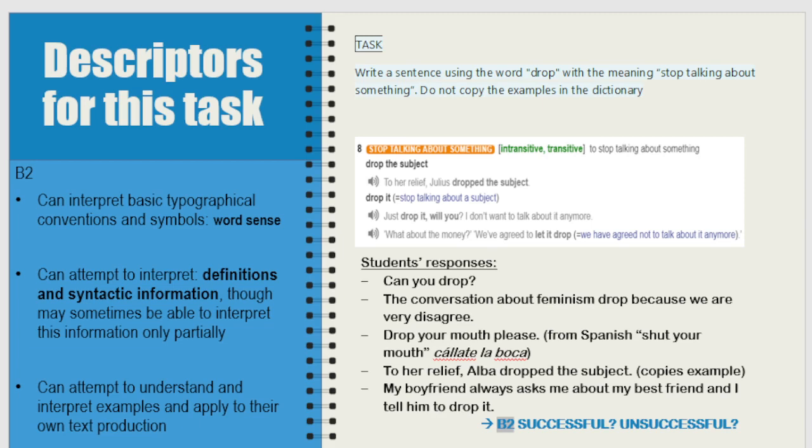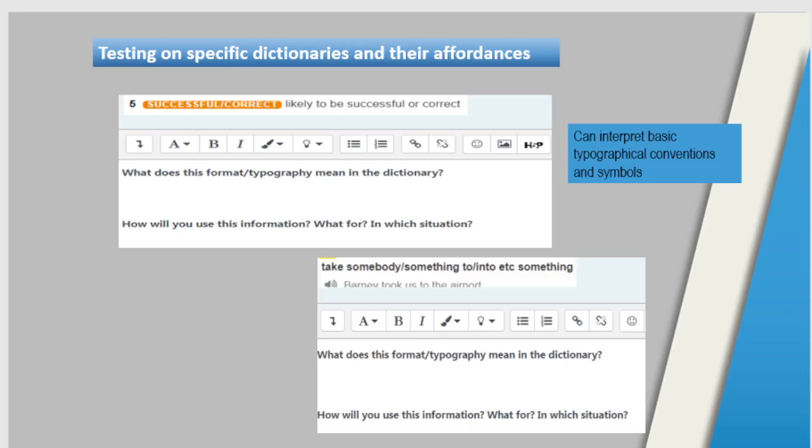Some of the sentences are successful, some are not successful. So whether the students have a B2 level for this particular descriptor would be seen in the responses that they provided for this task. Another example could be this one.